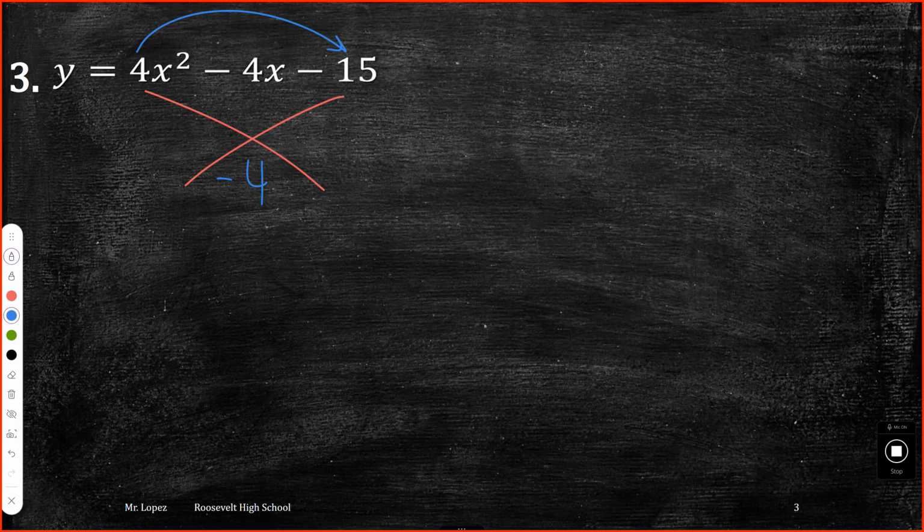I already know what people mess up on. It's because you're like, but in the other one it didn't matter. Well, you have to always think about this number 4 times that. It's always first times the last. Negative 60. What are the two numbers that multiply to negative 60 and add up to negative 4?